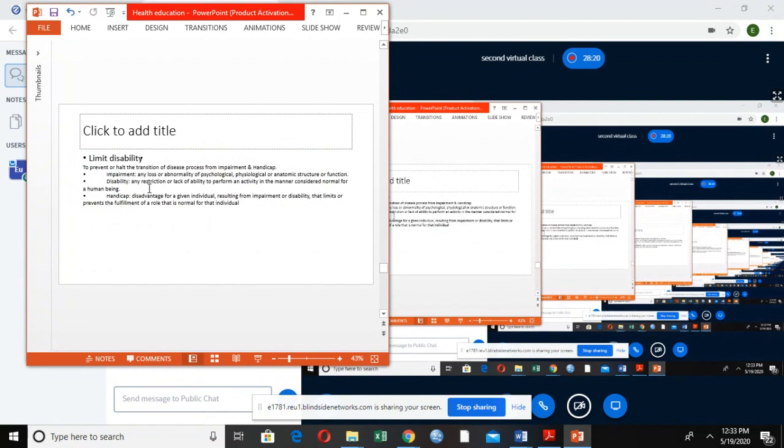What is impairment? It is any loss or abnormality of psychological, physical, or anatomical structure or function. Let's take an example. If you're involved in an accident and you lose your hand, that is impairment because you have lost your anatomical structure. If you're involved in a very severe trauma, you might lose your psychological ability. You might become mad, or you might get into depression. That is impairment. When it comes to disability, it is any restriction or lack of ability to perform an activity in the manner considered normal for a human being. If you lost your hand, you'll not be able to use it, or maybe you'll not be able to feed yourself. Due to that, you're disabled.